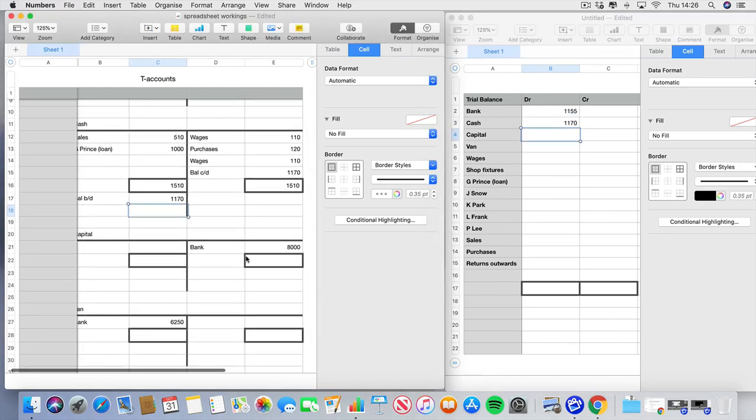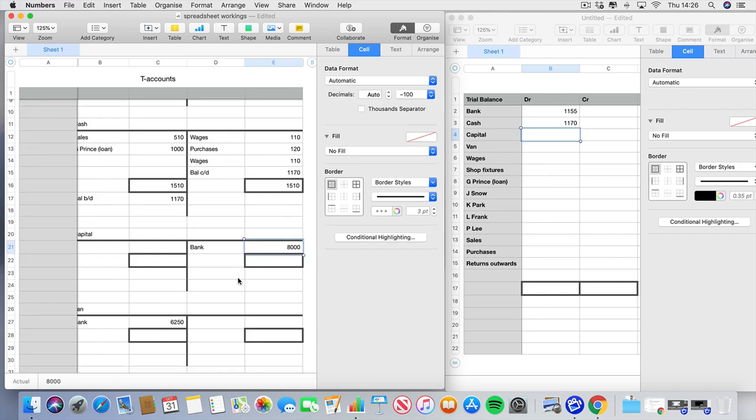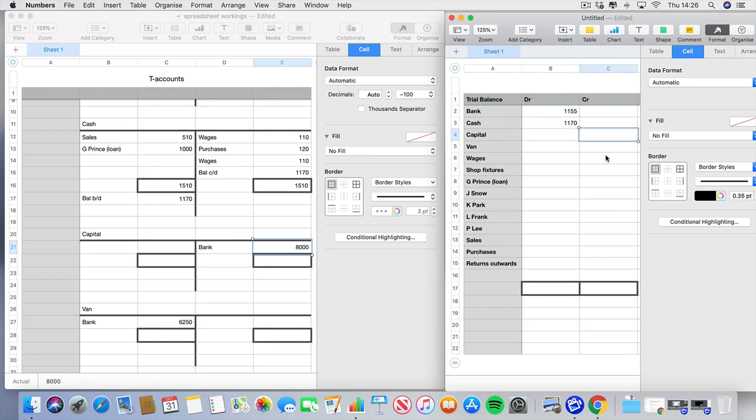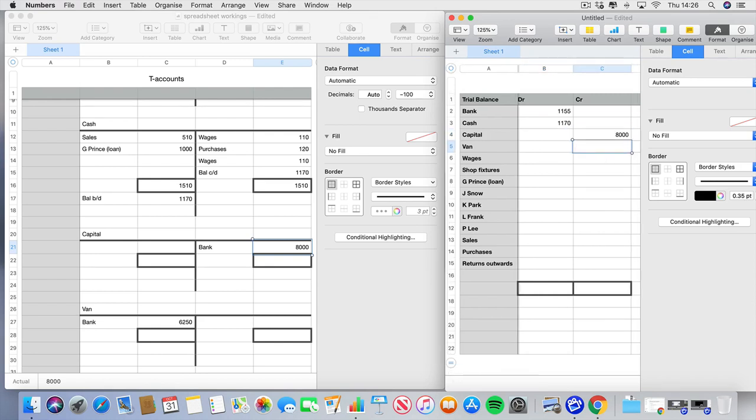We've only got one balance on the capital account, and that's the credit balance of £8,000. So that's £8,000 in capital owed back to the sole trader, the sole proprietor. So it's a credit balance, so it goes in the credit column over here. £8,000.